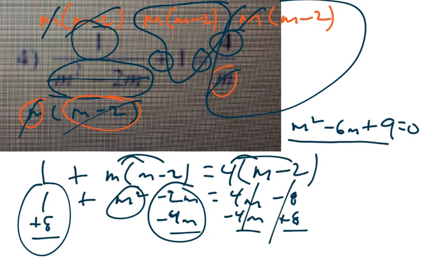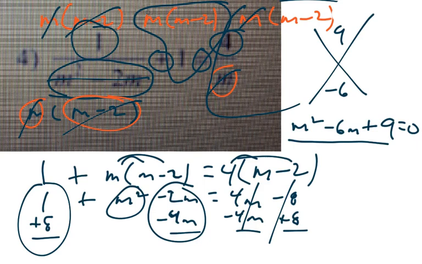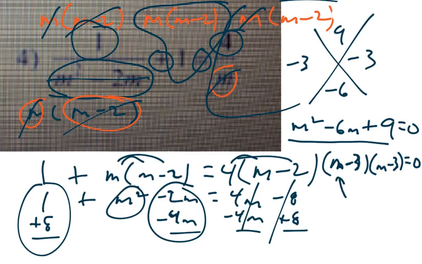So guys, let's factor this. Let me give myself more space here. So I need a 9 with a negative 6 in the middle. That would be negative 3 times negative 3. So I have m minus 3 times m minus 3 equal to 0. Both of them are the same answer, 3. And to save a little time, guys, again, pause the video here if you need to. All right, I warned you.